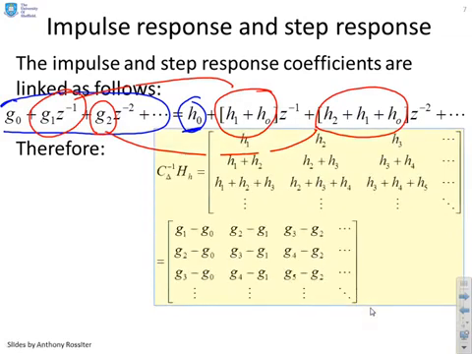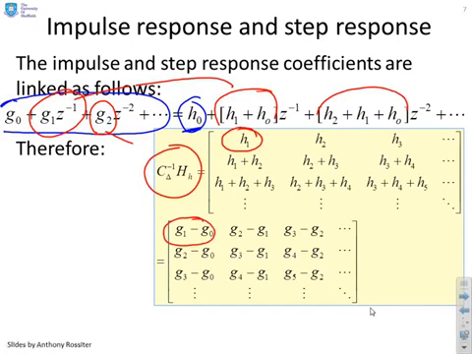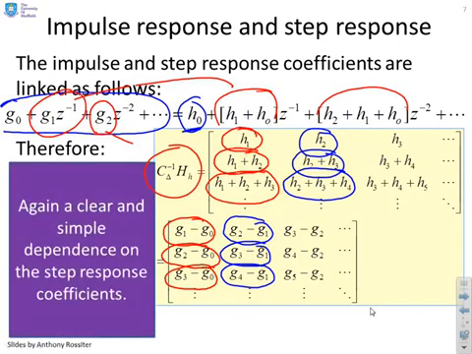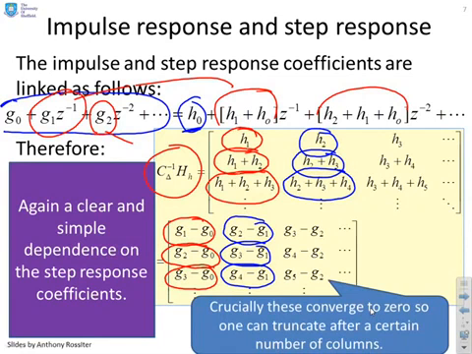So I can use that because now if I look at the matrix I've got, this one here, which is C delta inverse HH, what you'll find is the coefficient H1 is actually G1 minus G0. The coefficient H1 plus H2 is actually G2 minus G0. The coefficient H1 plus H2 plus H3 is G3 minus G0. If I now look at the next column, H2 is G2 minus G1. H2 plus H3 is G3 minus G1. H2 plus H3 plus H4 is G4 minus G1, and so on. And so clearly there's a pattern here. So what you notice is there's a clear and simple dependence on the step response coefficients, which is what we needed. And crucially, these all converge to 0, so we can truncate after a given number of columns.